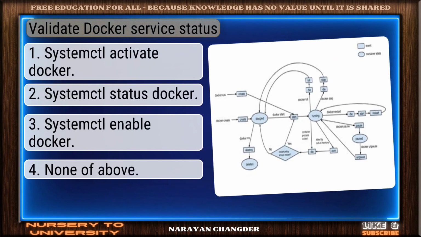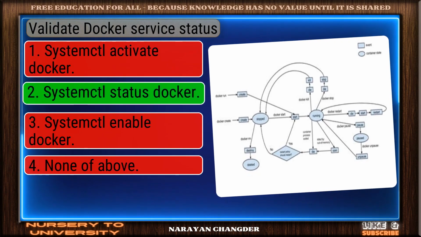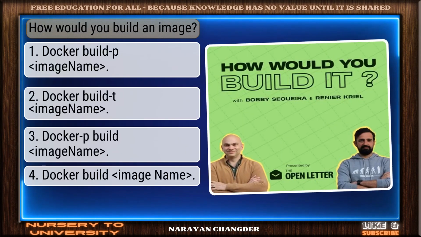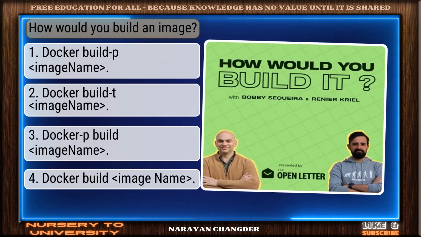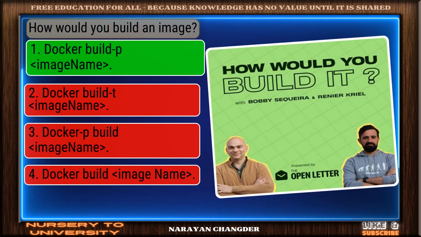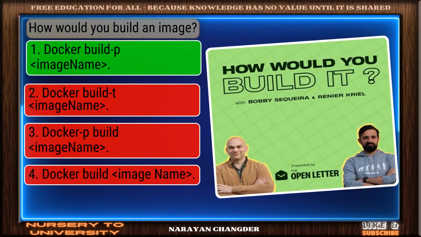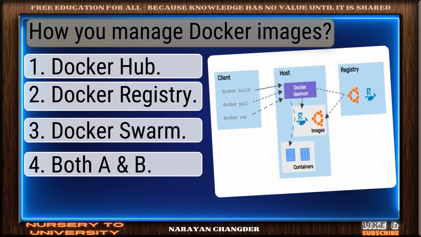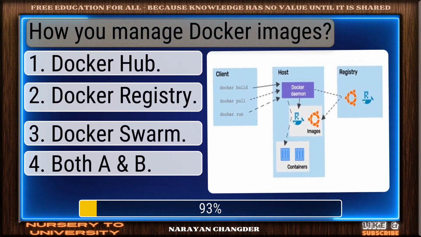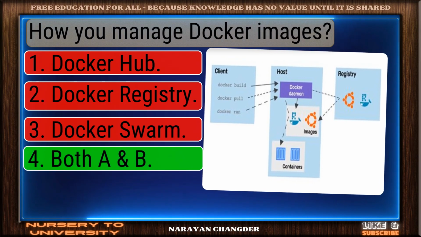Question number 44. Validate Docker service status. Smart pick. Systemctl status Docker is the correct choice. Question number 45. How would you build an image? Sharp thinking. Docker build image name is the right choice. Question number 46. How you manage Docker images? Nice selection. Both A and B is the correct and valid answer.